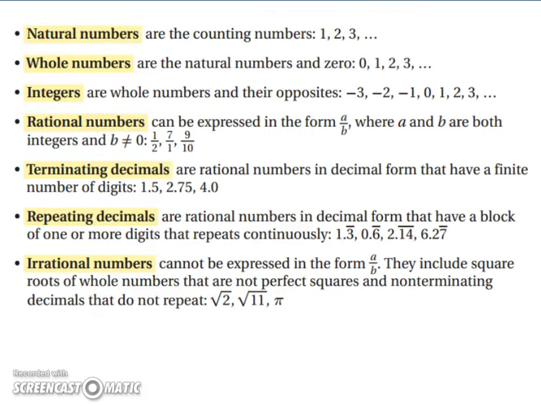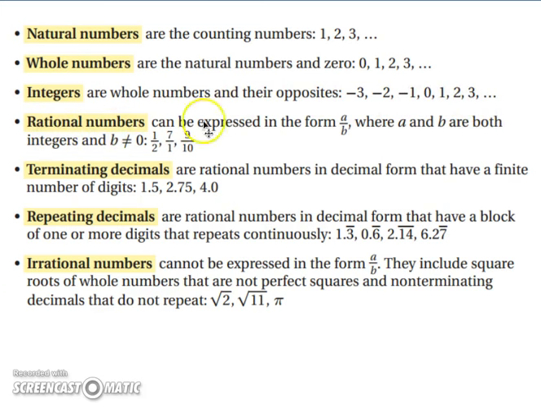Let's look at what we just said, but in words. So for those that need it in words, here we go. Natural numbers are the counting numbers, like 1, 2, 3, and they keep going. Your whole numbers are the natural numbers and 0. So 0, 1, 2, 3, and then they keep going. Integers are whole numbers and their opposites. So -3, -2, -1, 0, 1, 2, 3, and they keep going in both directions here.